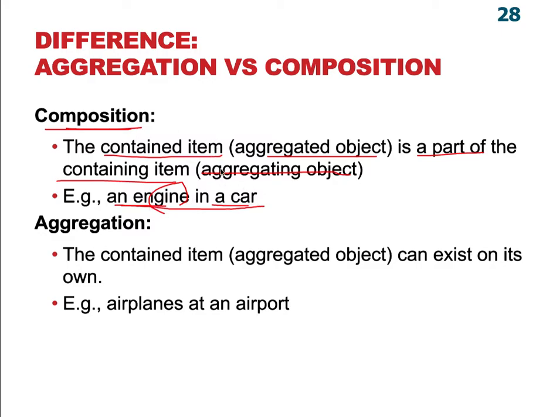So typically the contained item is a part of the containing item. That is the case. But in aggregation, the contained item can exist on its own. For example, airplanes and an airport. An airport has many airplanes, but airplanes can exist on their own. So this is not composition, but aggregation.